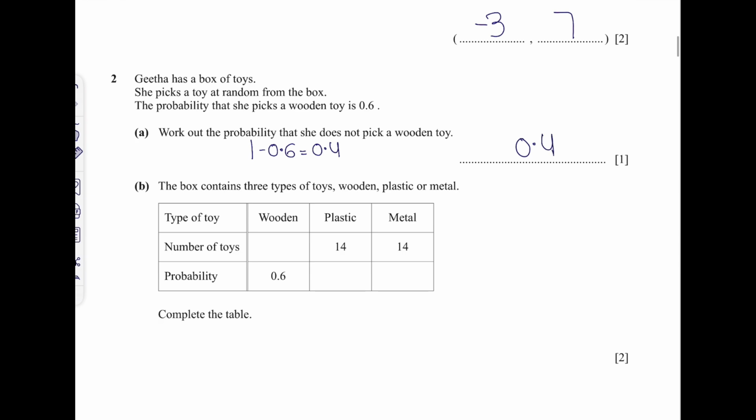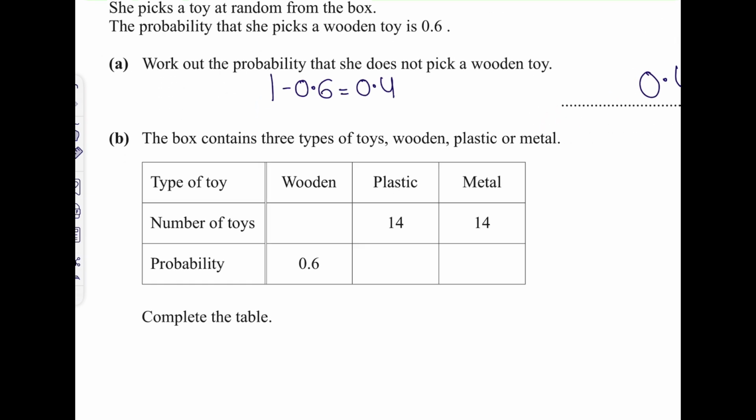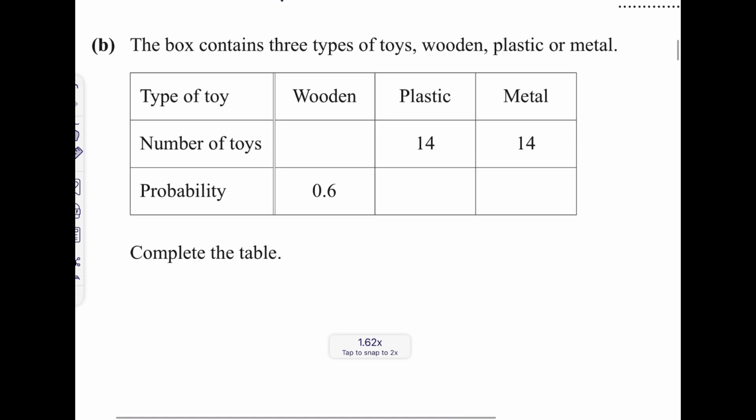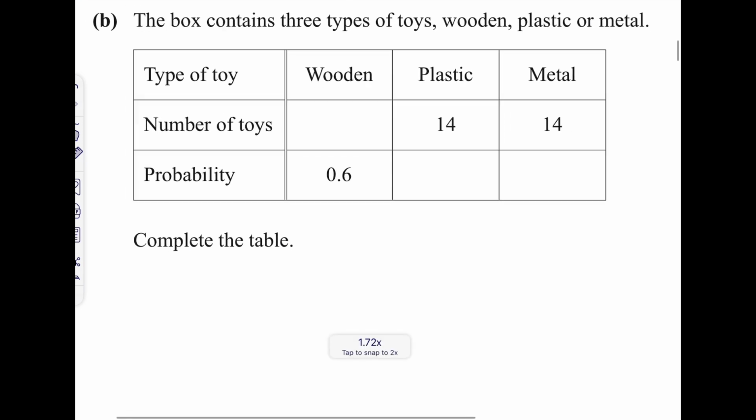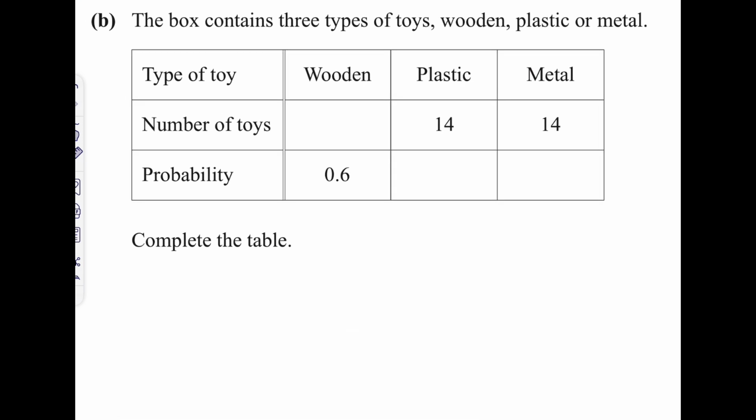Then it says that the box contains 3 types of toys: wooden, plastic, or metal. The number of wooden toys is not given, but the probability is 0.6, and plastic and metal are equal in number. So imagine they're grouped together. 14 plus 14 would be 28. The total number would be 28 plus x, because x would represent the wooden toys. 28 over 28 plus x is equal to 0.4, because this is 0.6 and the total probability is always 1.